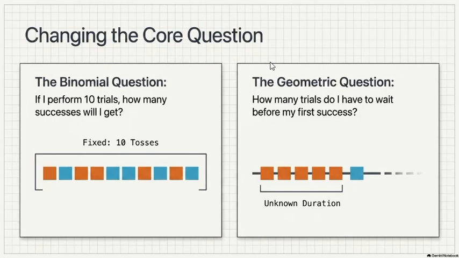What is the basic and core difference between binomial distribution and geometric distribution? If I perform 10 trials, how many successes will I get? This is what binomial asks. Geometric asks how many trials do we need before we get the first success. So for getting the first success, we will use geometric distributions.